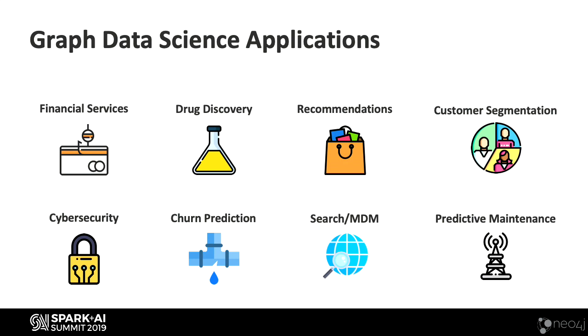Recommendations are another totally different area from drug discovery, where historically we would talk about something like collaborative filtering. That's, customers who bought this item also bought that item. I'm sure you've all seen that on Amazon. But you can make that better with graph data science.